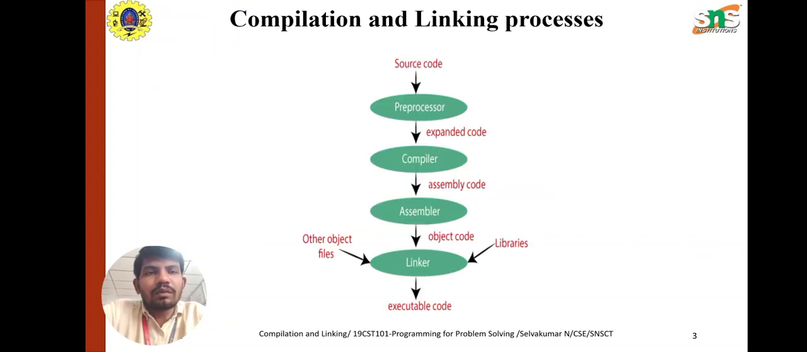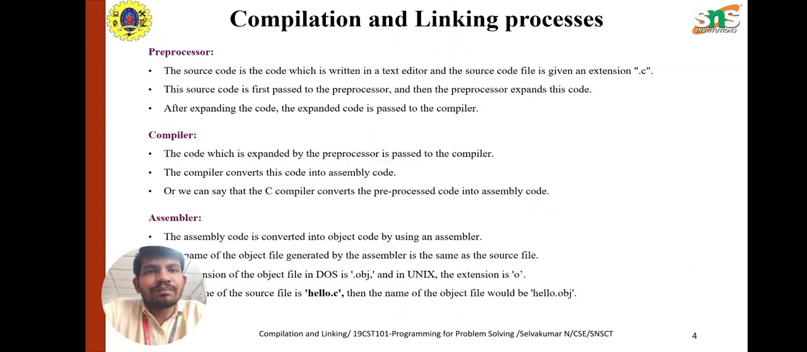So, the compilation and linking process. First we have the source code, which goes to the preprocessor, which expands the code and submits it to the compiler. The compiler produces assembly code, and the assembly code goes to the assembler. The assembler generates the object code, which is passed to the linker. Other object files and libraries are also passed to the linker, and finally it is converted into executable code. So this is the compilation and linking process.